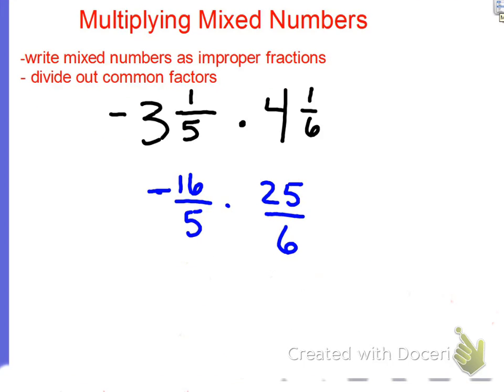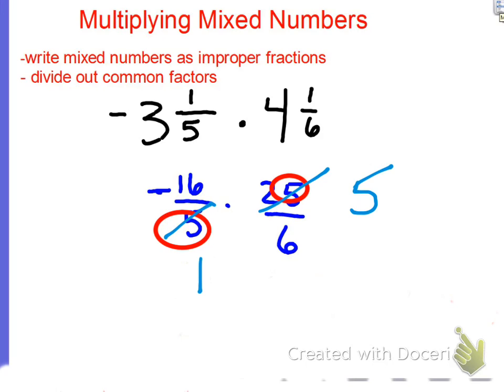When you're multiplying mixed numbers, as I said before, you need to change them to improper fractions. Then you want to divide out your common factors. So here I had 3 and 1/5, and I changed it to 16 over 5. Then I had 4 and 1/6, which I changed to 25 over 6. I notice here that 5 and 25 can cancel out. So I'm going to cross out 5 and 25. And I'm going to change the 5 to a 1 because 5 goes into 5 once, and the 25 I'm going to change to a 5.